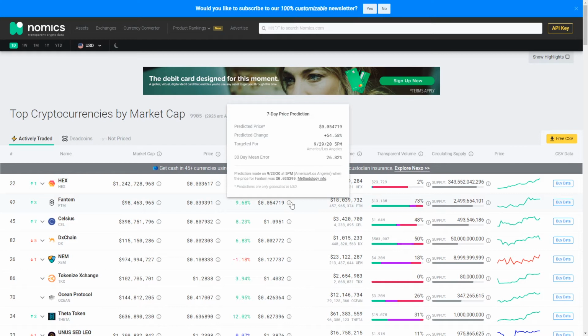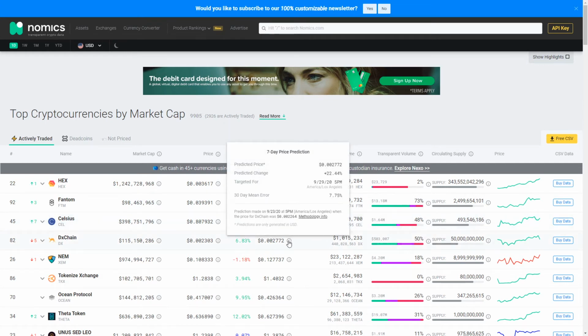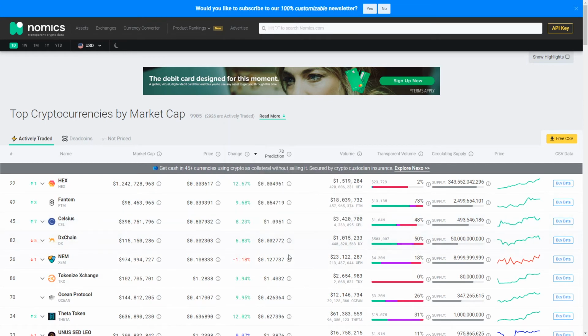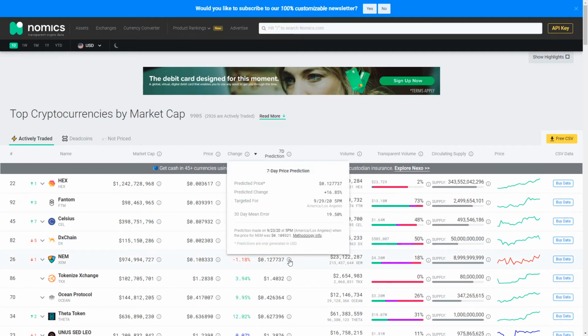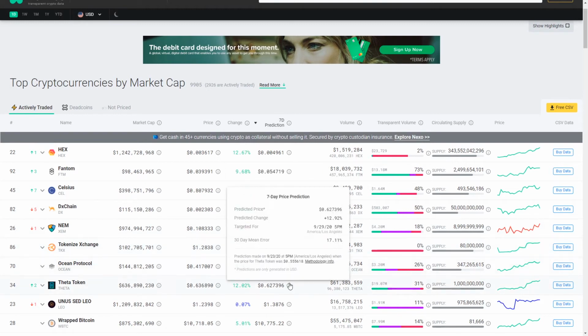Let's look at another one. Here's another almost 55% prediction. Celsius, nearly 50%, DX chain, 22%, NEM, 17%, and so on. So all of these predictions that they have are typically within the tens, as high as hundreds of percentage in a single 7-day period. So now that we know how this strategy works, how has it performed over the last 4 months that we've been testing this strategy?